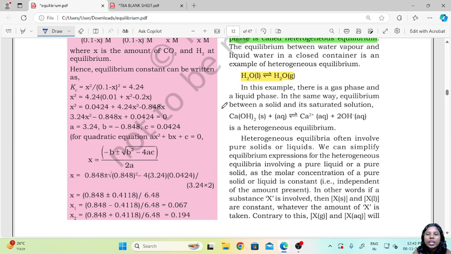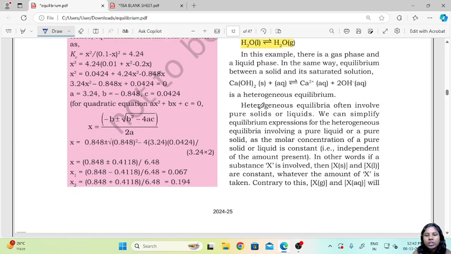In the same way, equilibrium between a solid and its saturated solution, say we have calcium hydroxide, which is the solid, plus aqueous solution, with some water there, will give us calcium ions plus hydroxide ions. Now this is a heterogeneous equilibrium. Heterogeneous equilibria often involve pure solids or liquids. Now we can simplify equilibrium expressions for heterogeneous equilibria involving a pure liquid or a pure solid.